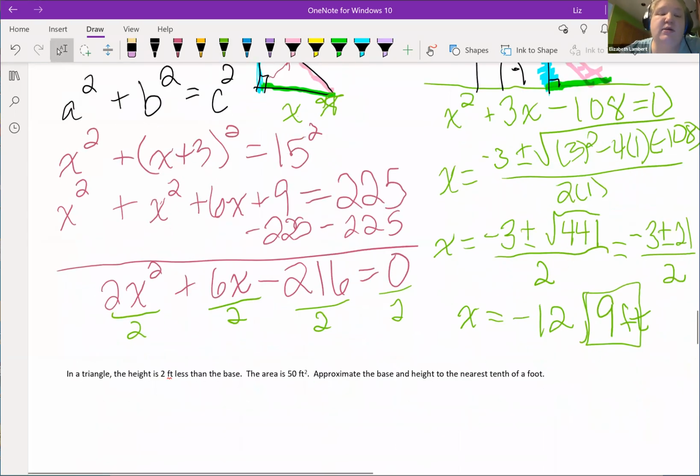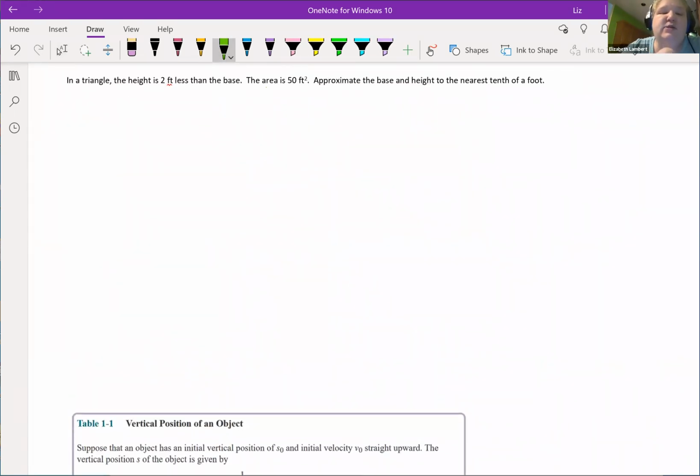And the next one, it's actually not Pythagorean theorem, it deals with area. So we have a triangle. In a triangle, the height is 2 feet less than the base. So let's just translate that sentence before we even start drawing a picture. Height, H, equals 2 feet less. So if I say 2 feet less than 10 feet, I would get 8 feet. So it is the thing minus 2. And in this case, the thing is the base. So it is going to be whatever the base is minus 2.